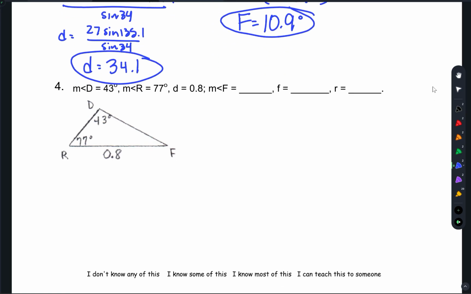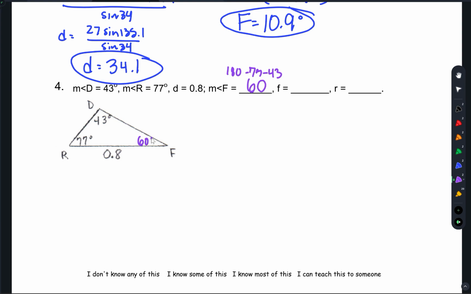All right. Number 4, again, do I have a freebie right away? We should be looking for this. Do I have two of the three angles? Yes. So I should find that first. Here's my freebie. I do 180 minus 77, minus 43, which is 60. So this angle over here is 60.